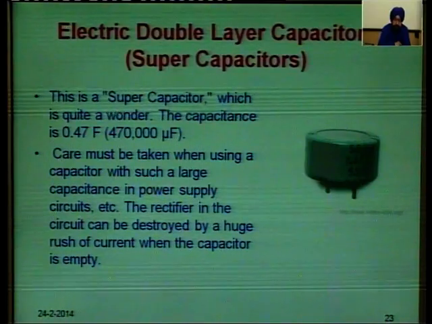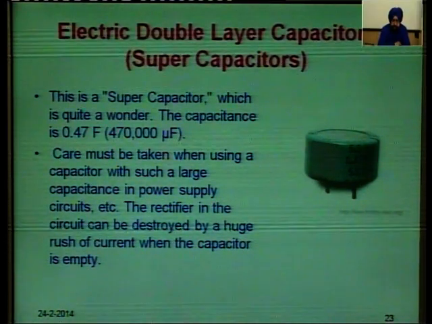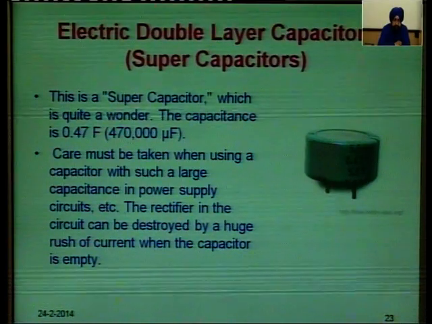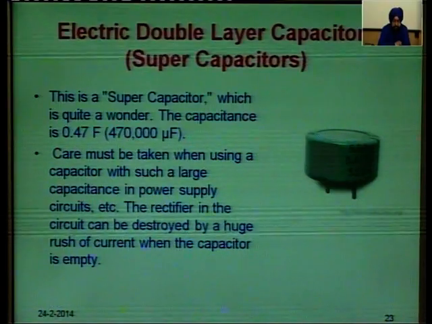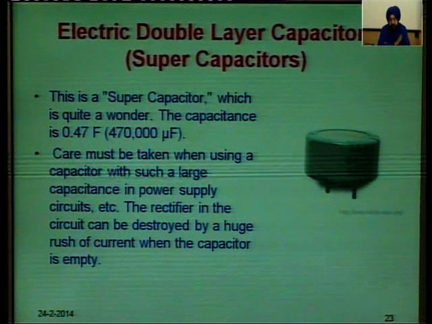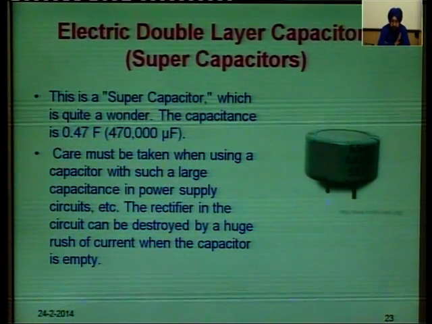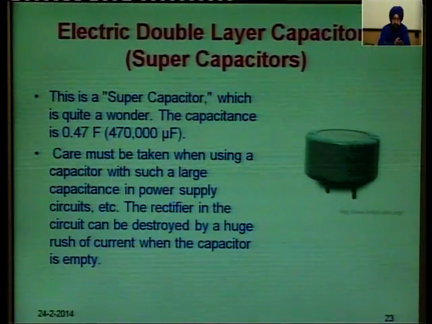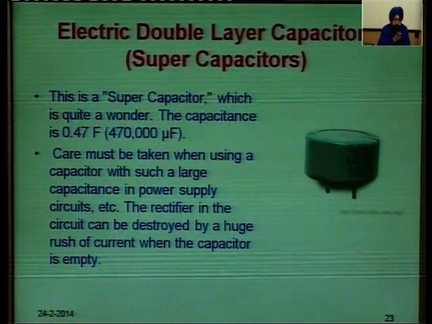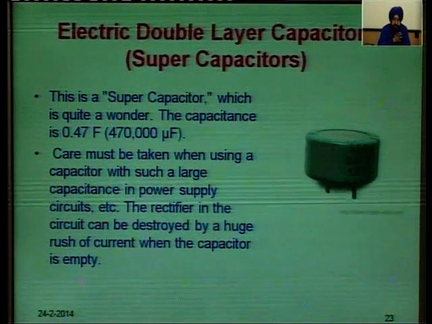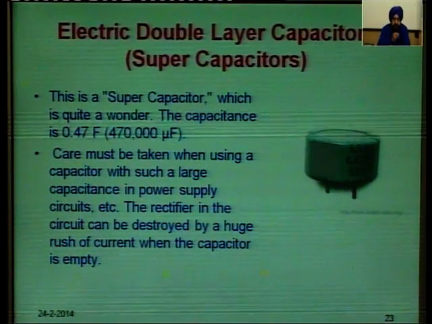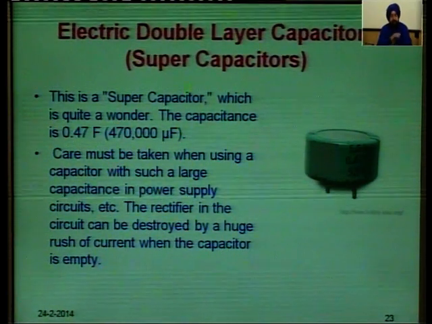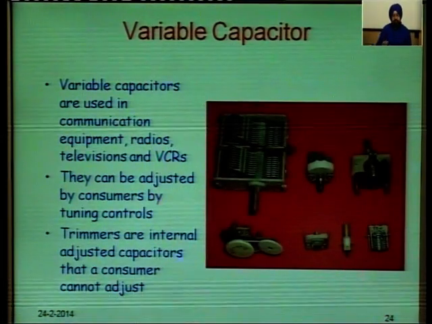Then a supercapacitor, the electric double layer capacitor. Why do we call it a supercapacitor? Because it has a wonderful capacity. The capacitance is around 0.47 farad, a very large capacitance. So, care must be taken when you use such a capacitor in power supply circuits, because when used carelessly, the rectifier in the circuit will get destroyed. These supercapacitors have a high capacity, and so a huge rush of current through the capacitor empties it. Means when the capacitor is empty, the current will be very large, which can destroy the rectifier of the power supply.